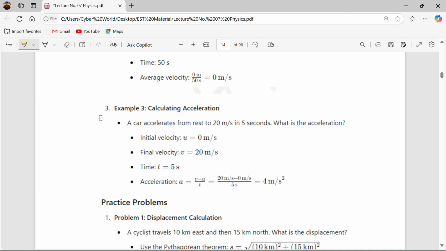Now we are finding the acceleration. Let's suppose a car accelerates from rest. Again your initial velocity is 0 to 20 meter per second, which is your final velocity, in 5 seconds time. So the acceleration is basically Vf minus Vi divided by t. Vf minus Vi is 20 minus 0 divided by t. So 20 by 5 becomes 4 meter per second square.